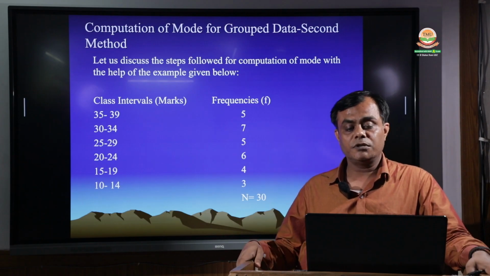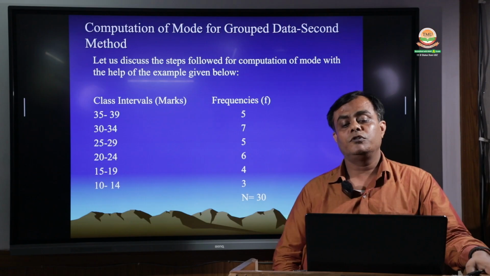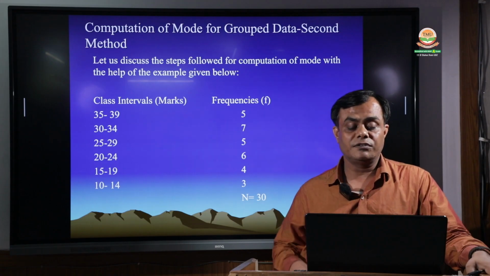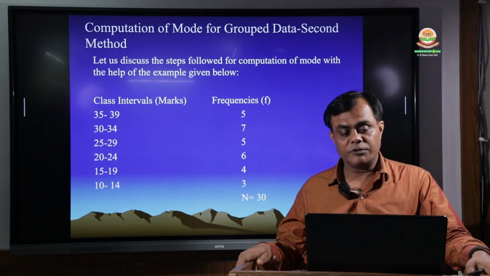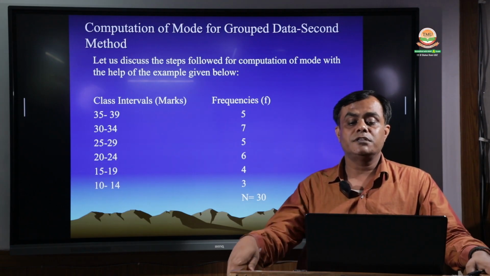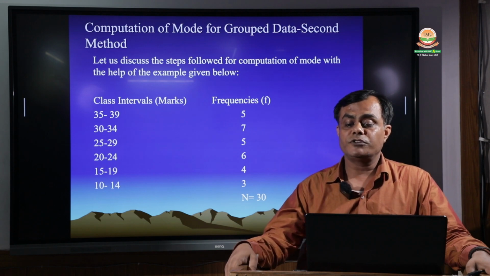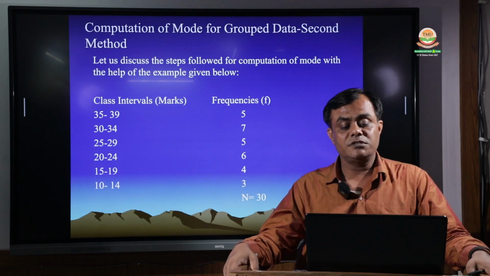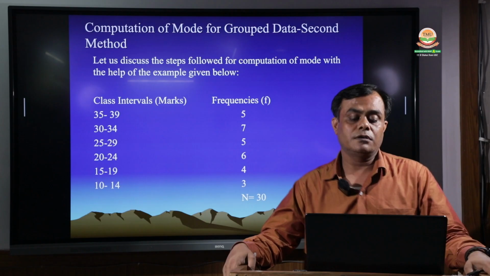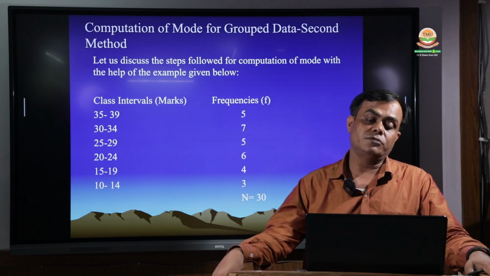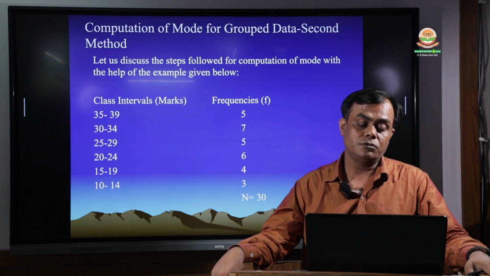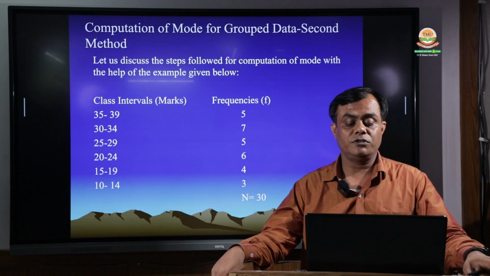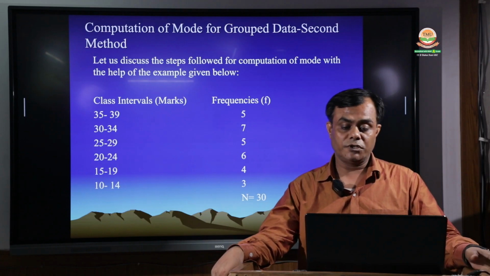By this example, computation of the mode for grouped data, the second method. Here is the example given. Let us discuss the steps followed in the computation of the mode with the help of the example given below. The class intervals start with 35 to 39, 30 to 34, 25 to 29, 20 to 24, 15 to 19, and 10 to 14.